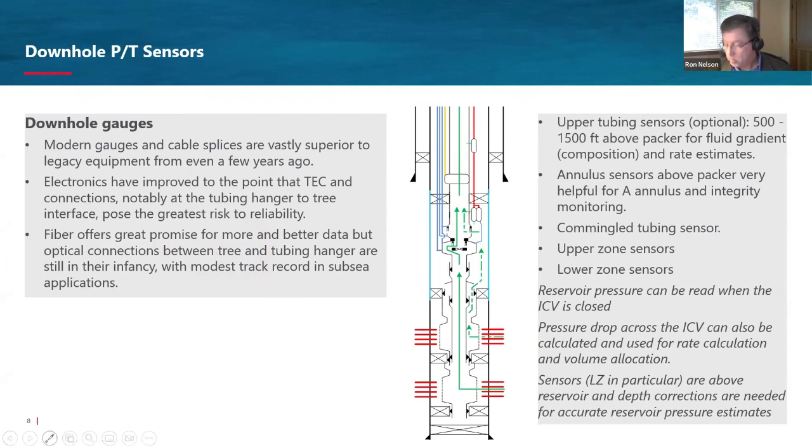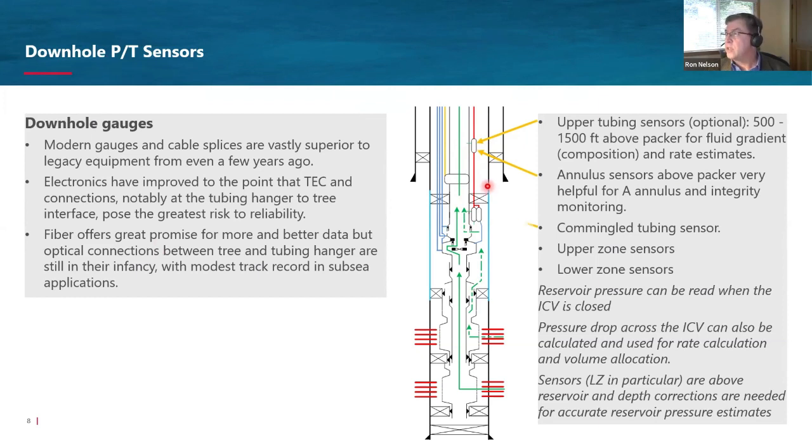Okay, going back and thinking more about the sensors here, we have several places we can place sensors. I like to run sensors above the production packer, both on the tubing and on the annulus. The one on the tubing side can help give me rate and fluid density data, and the one on the annulus is really important for integrity monitoring.